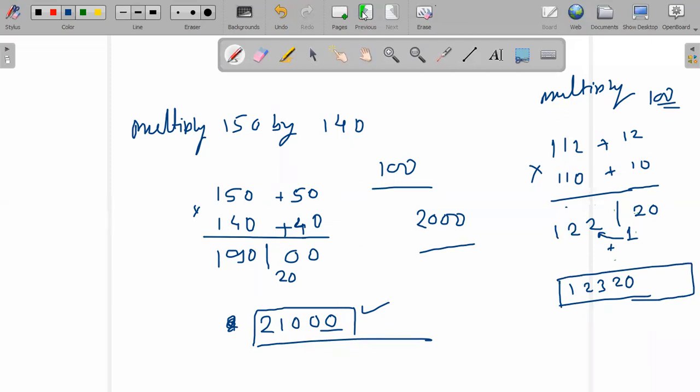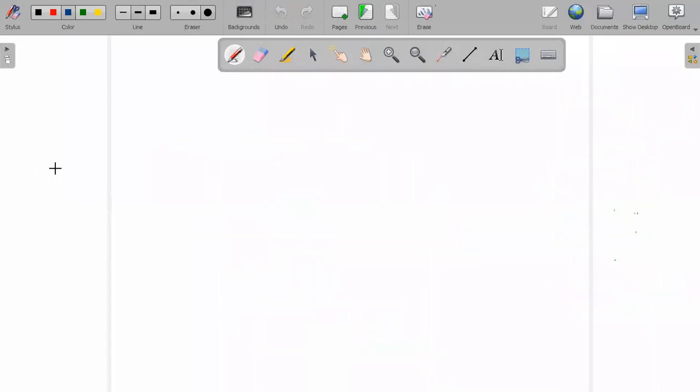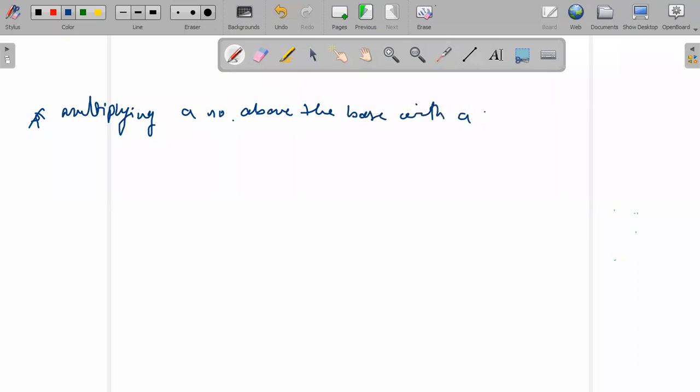Now the next thing is multiplying a number above the base with a number below the base.